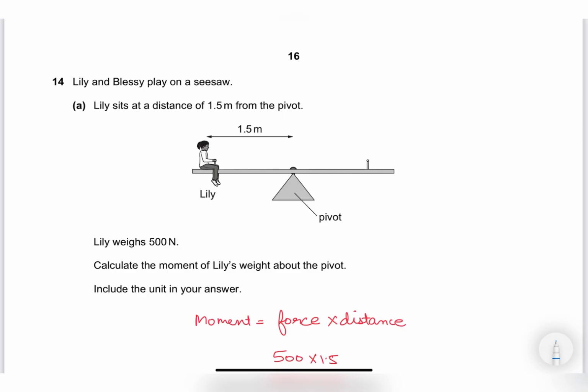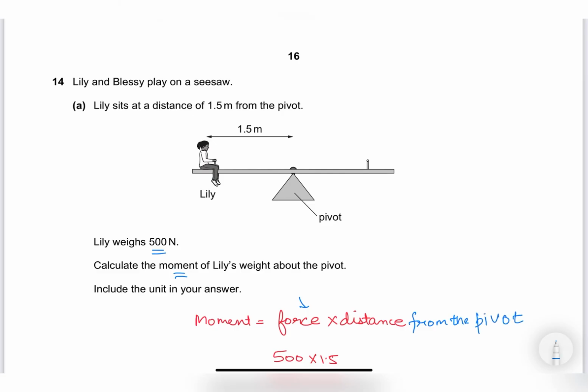Now be with me through this question. Lily and Blessy play on a seesaw. Lily sits at a distance of 1.5. Lily's weight is 500 Newton. You have to calculate the moment. What is moment? Force times distance. Repeat after me: distance from the pivot.